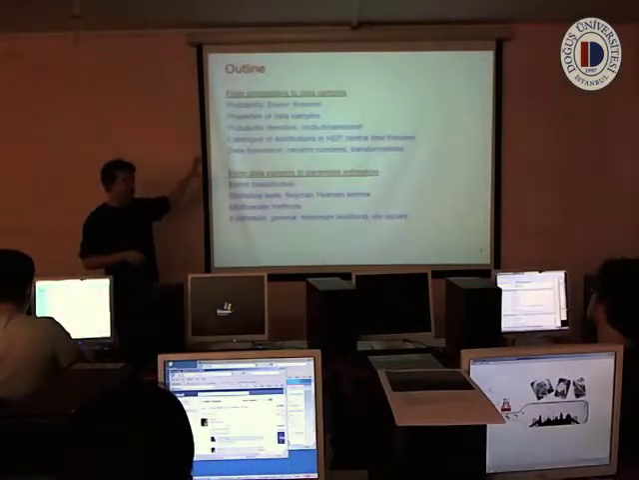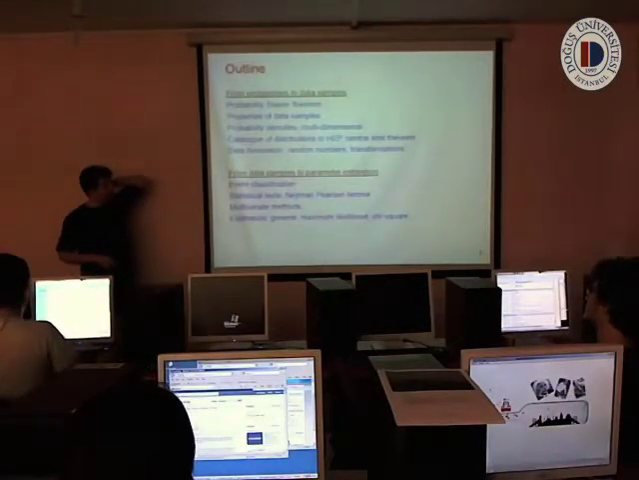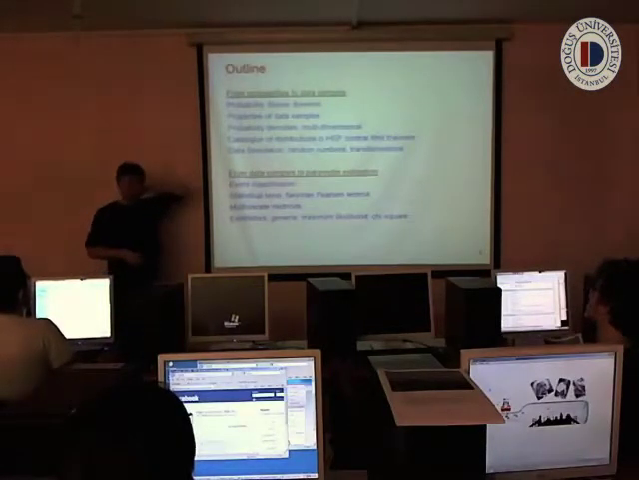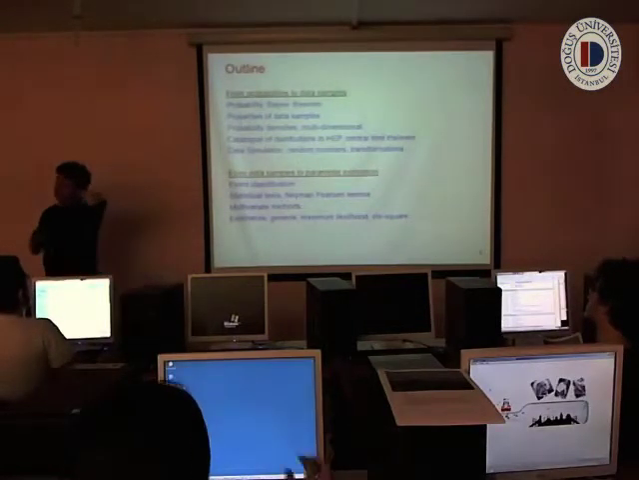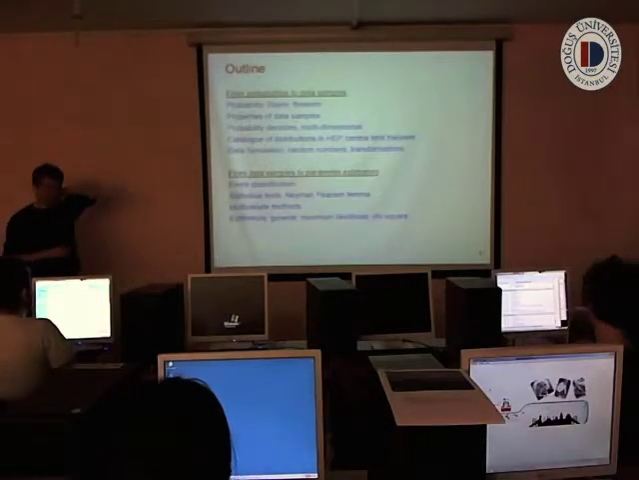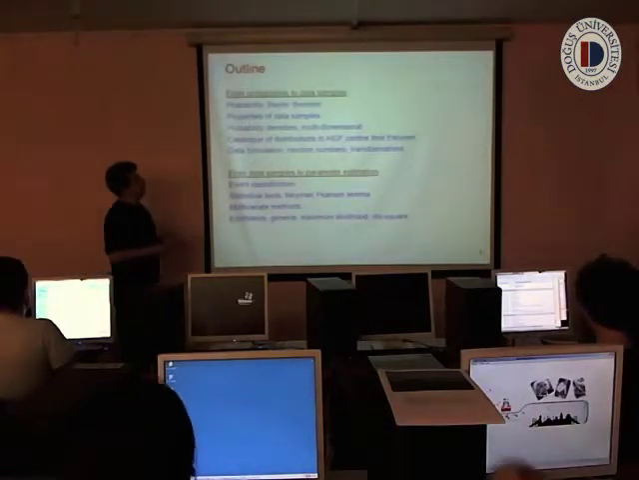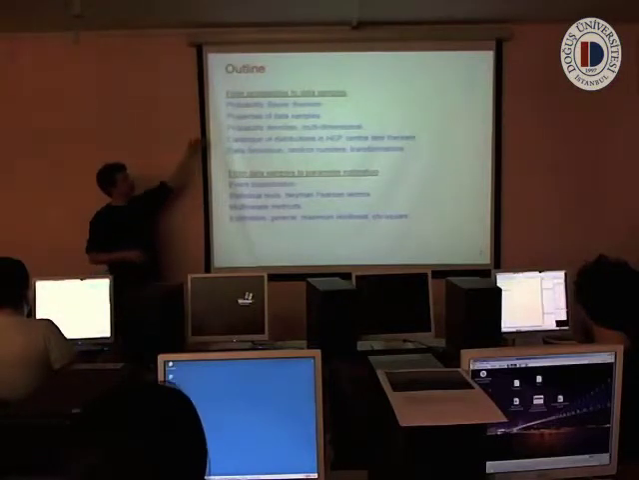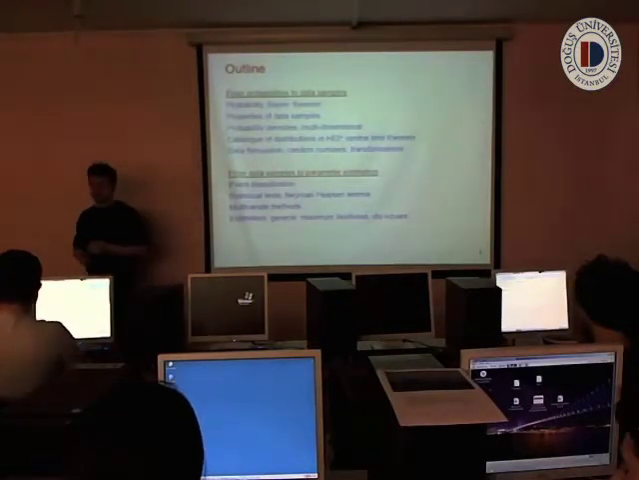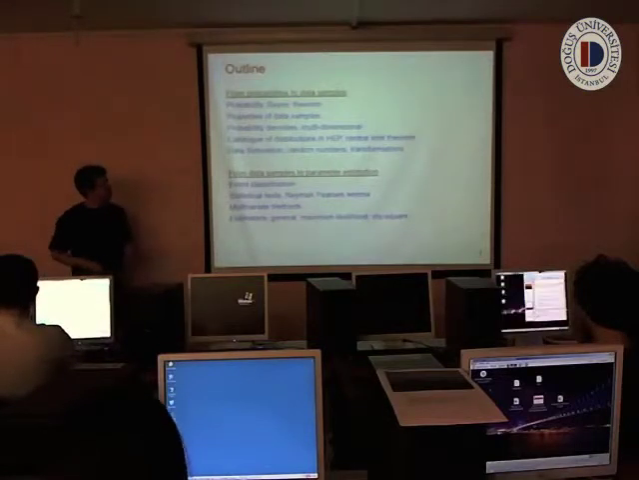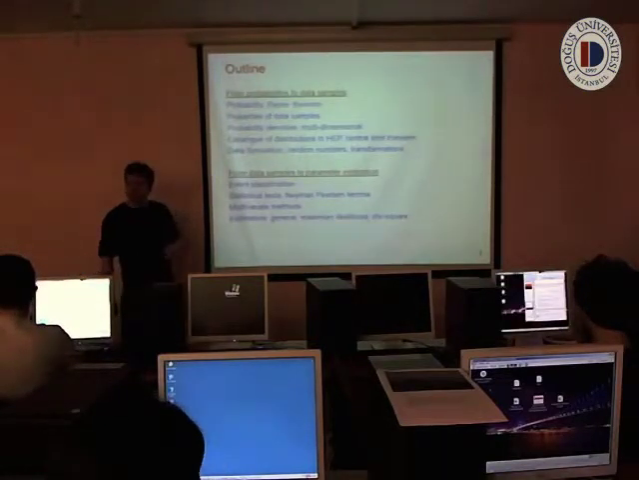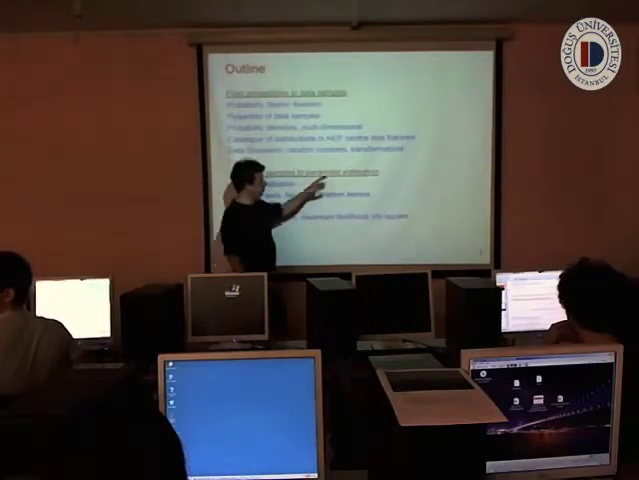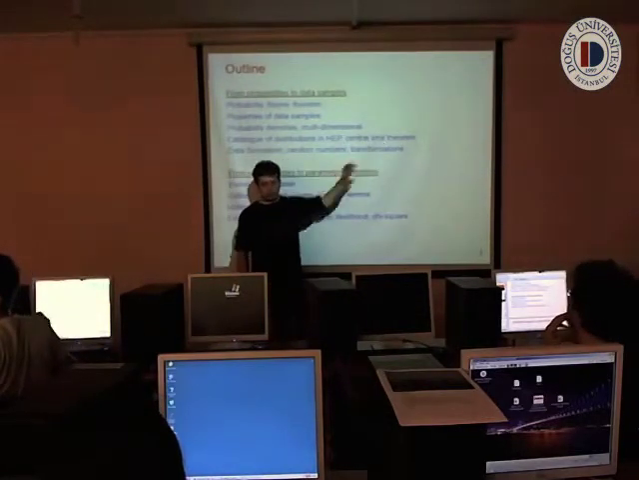So I divide this into two parts. The first part, we look into probability, the definition of probability, the different definitions of probability actually, and look at the properties of some data samples, and then from probability we go to probability density functions. And I show you a few that are used in high energy physics. And there's actually a very important theorem called the central limit theorem.